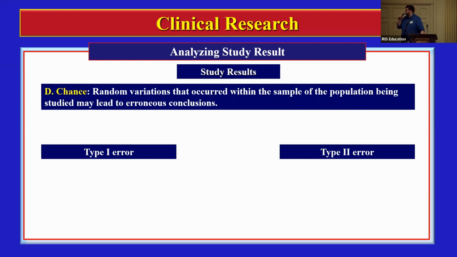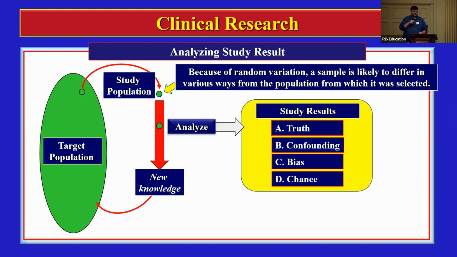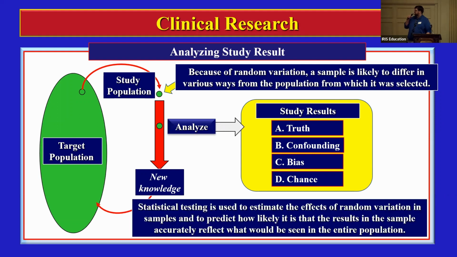And then finally, we have our study results being due to chance. What this typically refers to is that we had some kind of error, and I'll discuss type 1 and type 2 error more in a second. Because of the random variation that exists, remember that not every patient is going to experience the same outcome. They're going to have different experiences. Our sample population is going to differ from our target population.